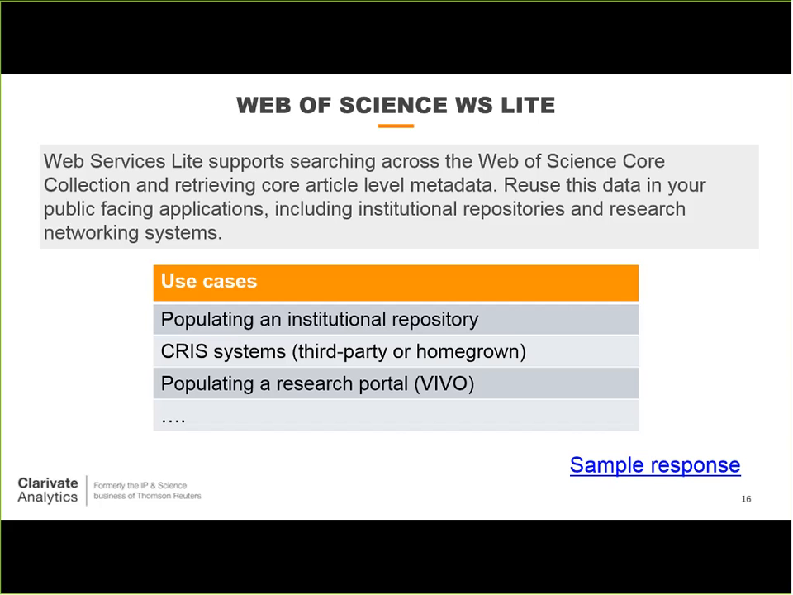If you already have some data, imagine you have title and some authors, but you would like all the authors, or you would like maybe DOIs, or you might have DOIs, but you would like some other information needed for your repository. You can also, of course, check it with Web Services Lite, like pages, issue, volume. It can also be used to populate CRIS systems, either a third-party one or a homegrown, and to populate research portals, as we've said before.